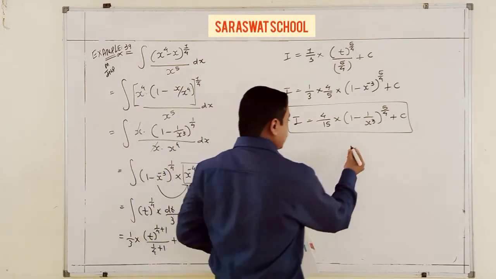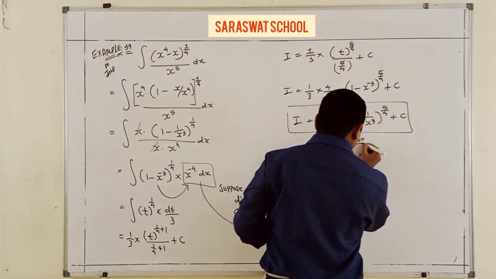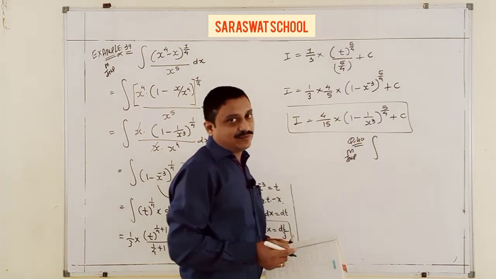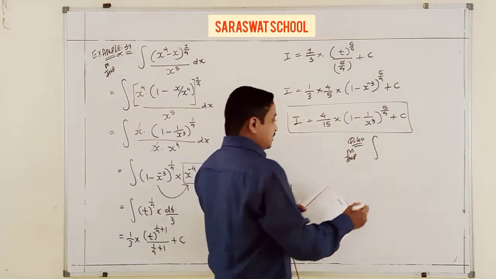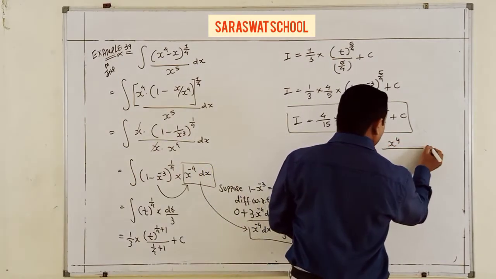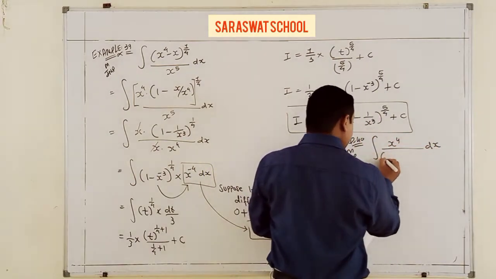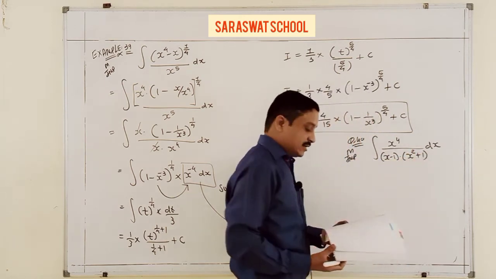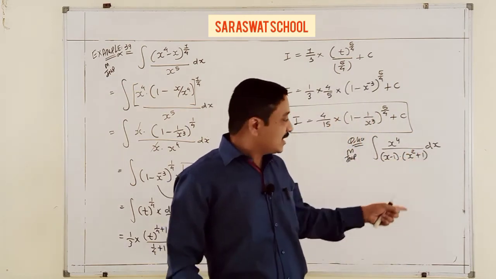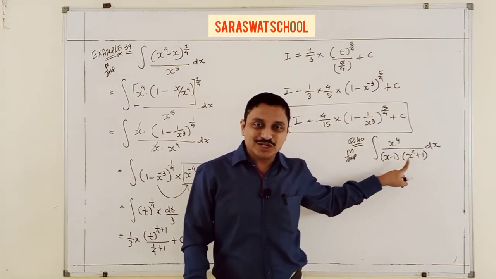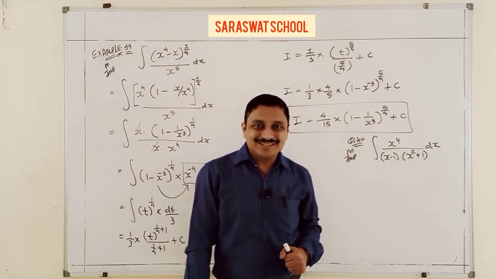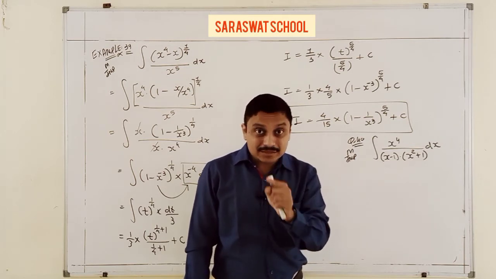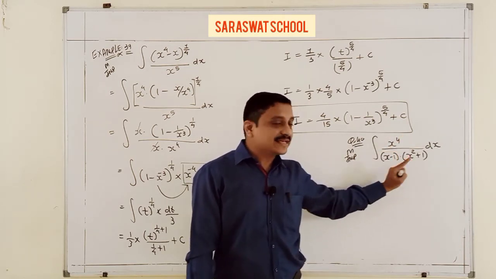Now, big question for me. Example 40. This is also very, very most important. Integral of x to 4 minus 1, x square plus 1, dx. Students, actually, there are 3 factors. To joining them on separate, so I go to partial fraction method. But 4 power and here maximum 3.